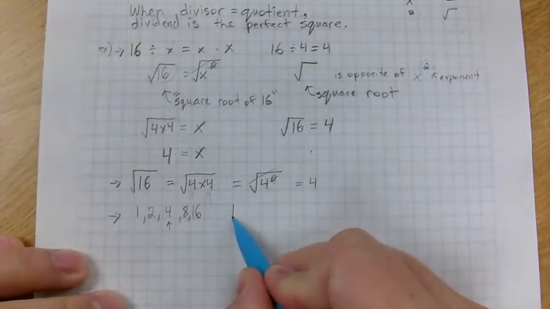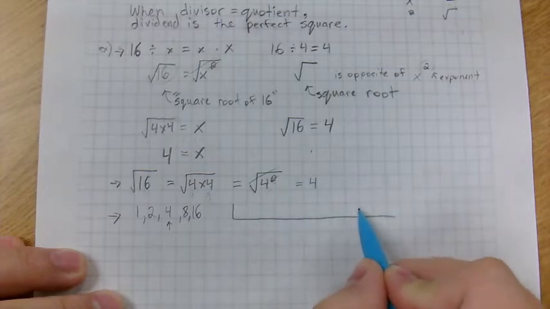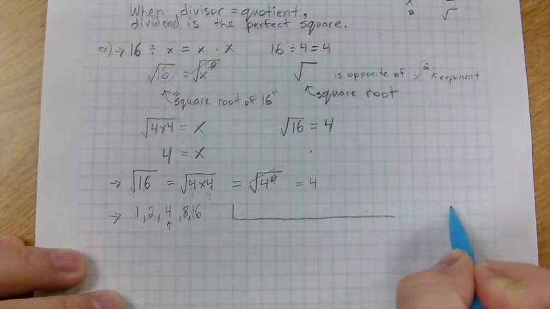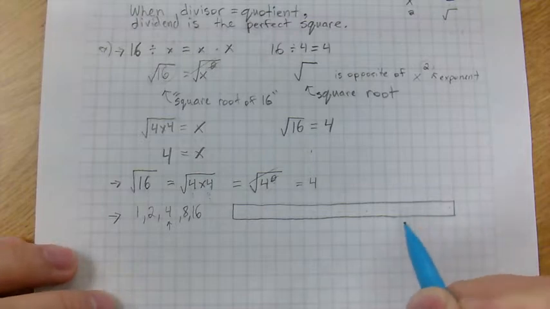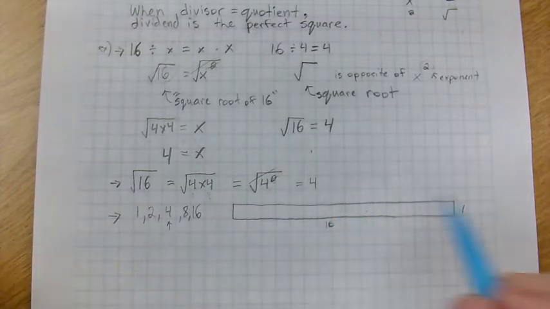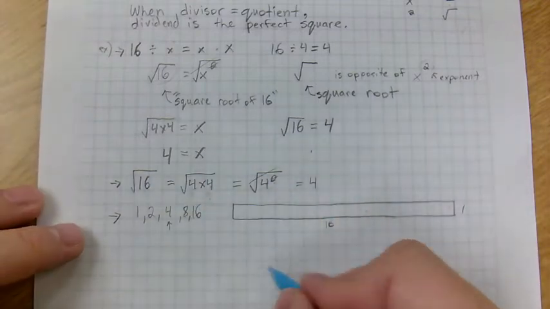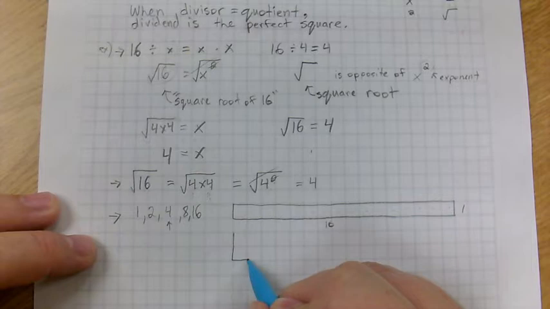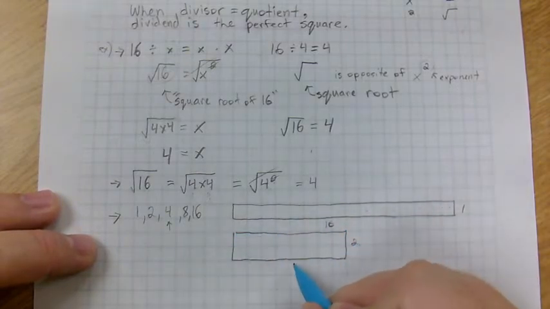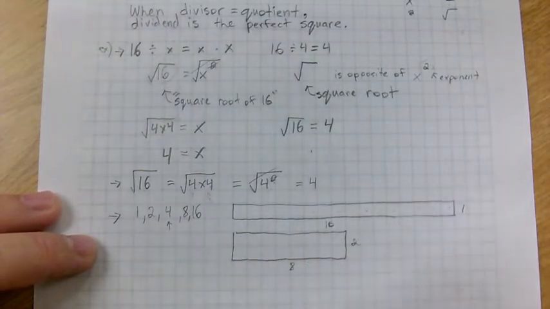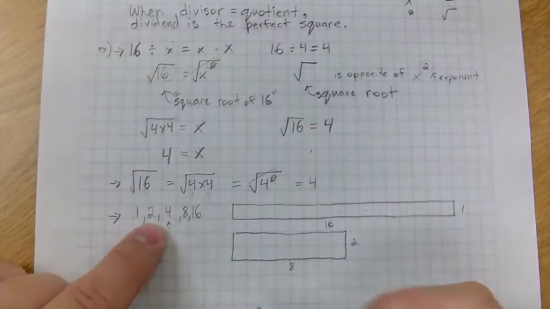Now let's think about it. Let's draw these. What if we did 1 times 16? 1, 2, 3, 4, 5, 6, 7, 8, 9, 10, 11, 12, 13, 14, 15, 16. That's 16 wide, that's 1 tall. That is not a square, so 1 and 16 aren't the square root of 16. What about if we made it 2 tall and go over 8? 2 by 8. Still not a square.